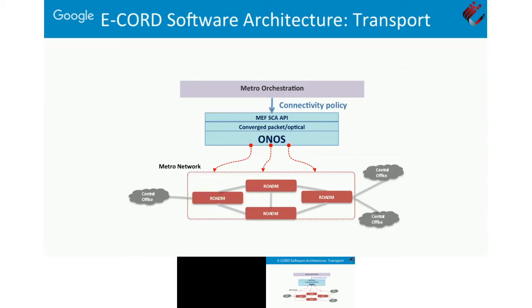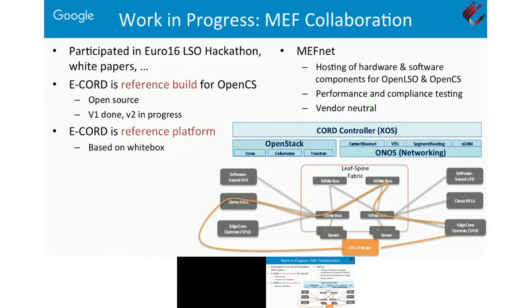So now if a connectivity request comes in, the Metro Orchestrator takes this request, converts it into policies, and feeds it into ONOS through its northbound API. In our case, this was the MEF SCA API. That configuration is then passed on to enterprise connectivity applications that would use the information to set up a path through the transport network. But in order to do that, it also needs information from path management applications like the Converged Packet Optical app. So that's the proof of concept implementation.